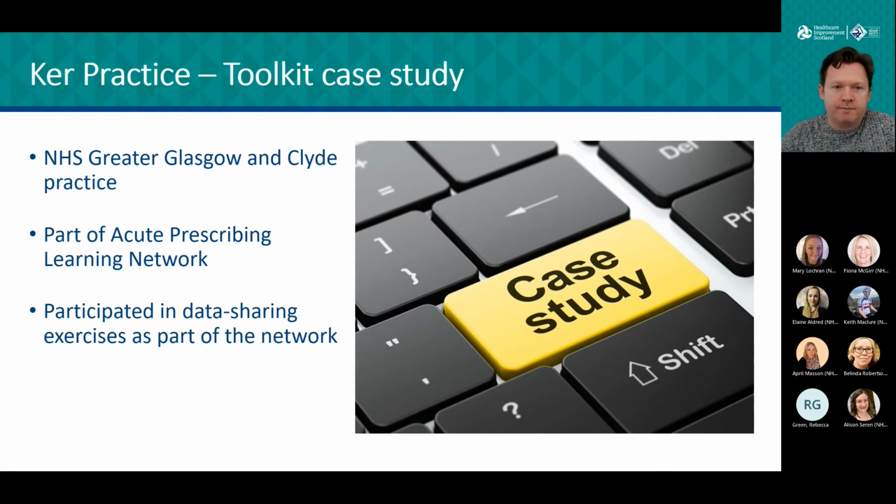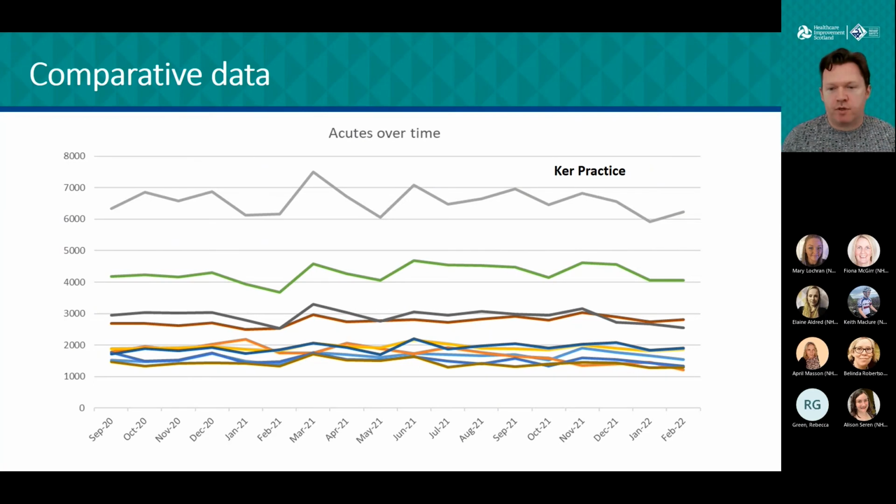So if we go to the next slide, this was the first data sharing exercise. Ten practices shared their acute data over time. And this was very much the impetus for Ker Practice to start thinking strongly about what they wanted to do, because they were looking at numbers between 6,000 and 7,000 acutes per month. And this definitely created a sense of urgency for the practice. But the important thing is, whilst it created a sense of urgency, it didn't create a sense of panic. They wanted to look further into those numbers and really understand them before they started looking at any possible change ideas and implementing those change ideas.